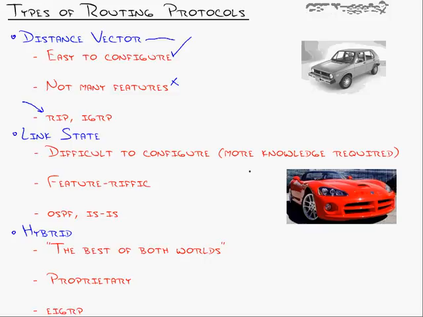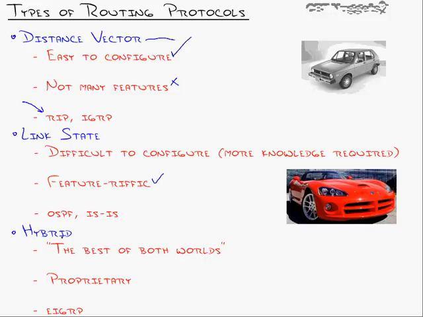That moves us to the other side of the coin, the link state routing protocols. These are like the Dodge Viper: really high cost, a lot of training to get into, really expensive, and they take a lot of maintenance to keep running. But man, are they awesome and fast. They're difficult to configure. They take a lot of knowledge, but they are feature-rich, meaning they are going to support just about every feature a major network will need. The two examples of link state routing protocols are OSPF and IS-IS. Those are the two that exist today that are really the Dodge Vipers of our network.